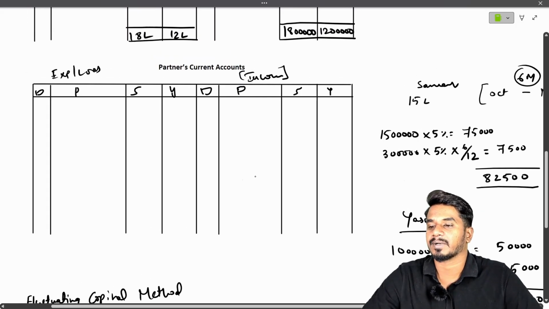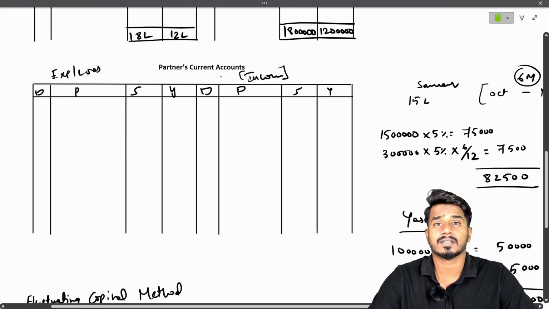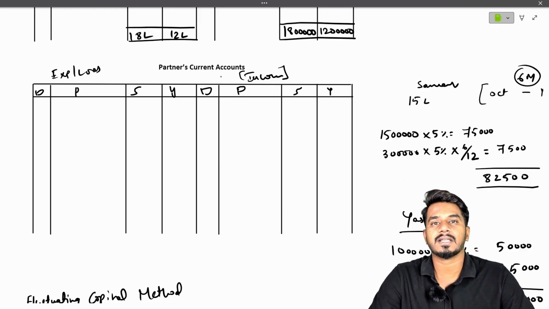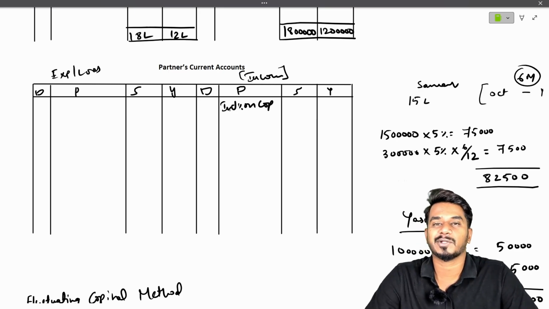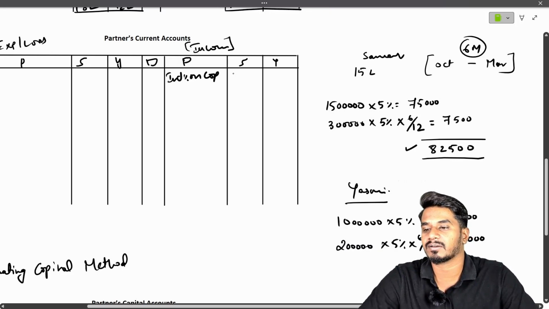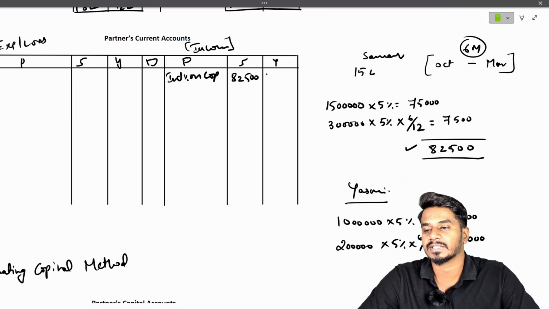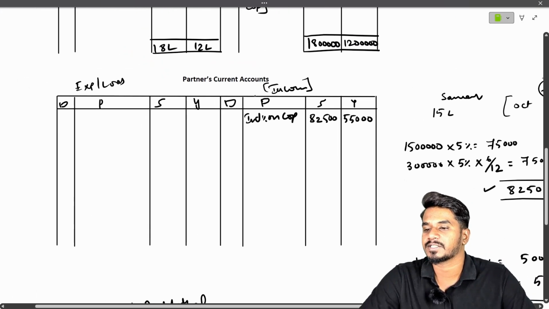Interest on capital. So where will it come? If interest is coming from the firm to the partner, it is an income for the partner, right? So interest on capital will be on the credit side. For Samir, it is 82,500. We have calculated 82,500. And for Yasmin, 55,000. Is that clear? Yes. Let's move on.